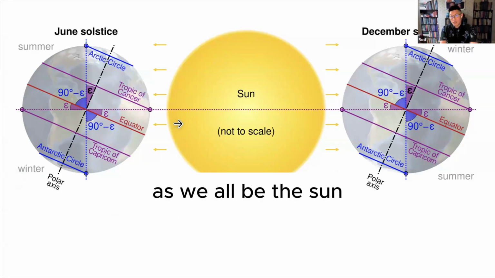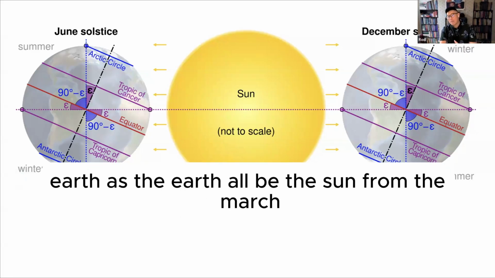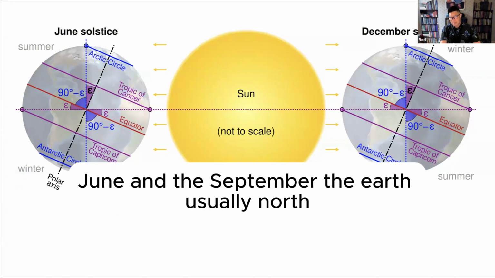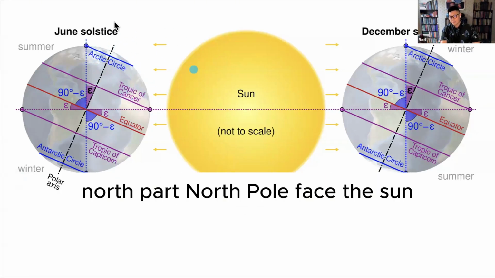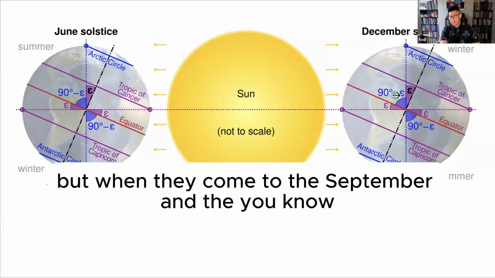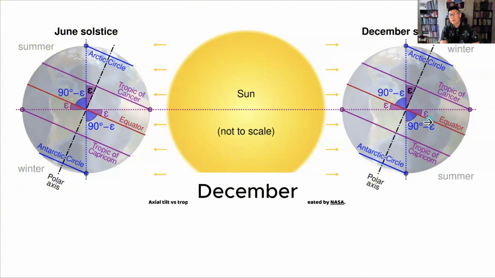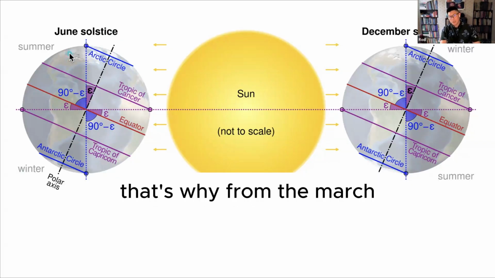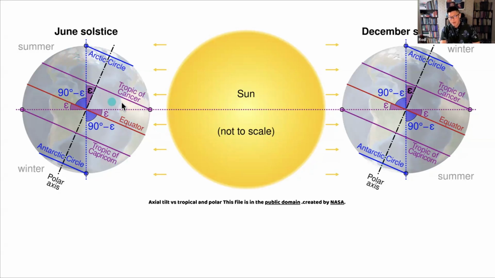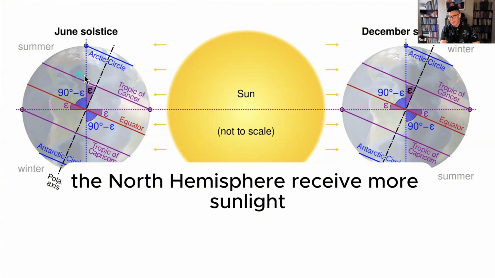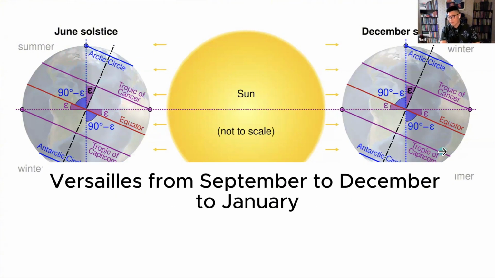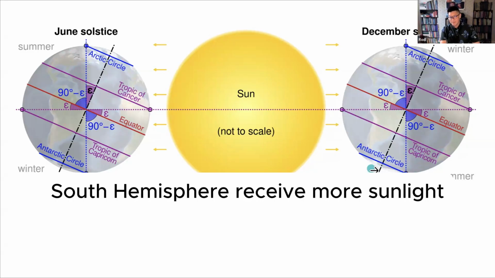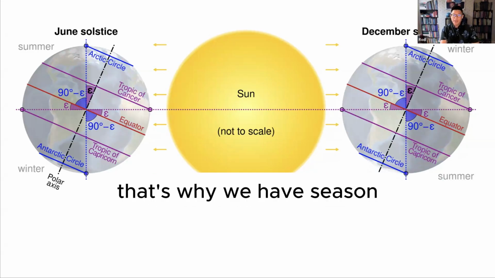As the Earth orbits the sun, from March to June to September, the Earth's north pole usually faces the sun. But from September to December, the Earth's south pole faces the sun. That's why from March to September the Northern Hemisphere receives more sunlight. But vice versa, from September to January the Southern Hemisphere faces the sun and receives more sunlight. That's why we have seasons.